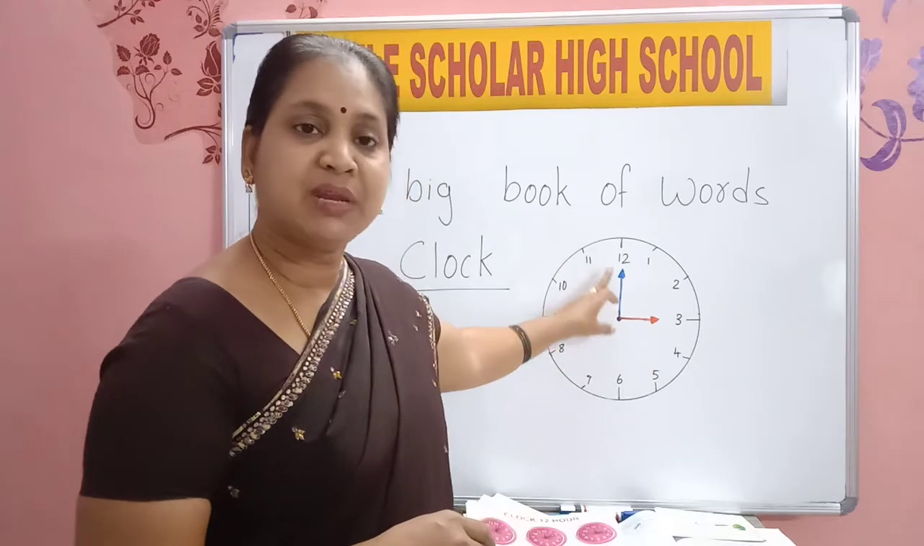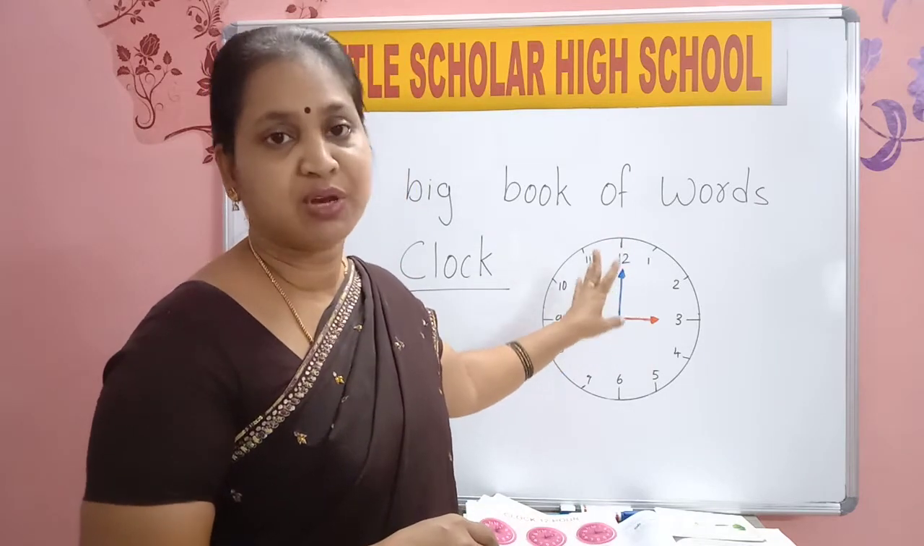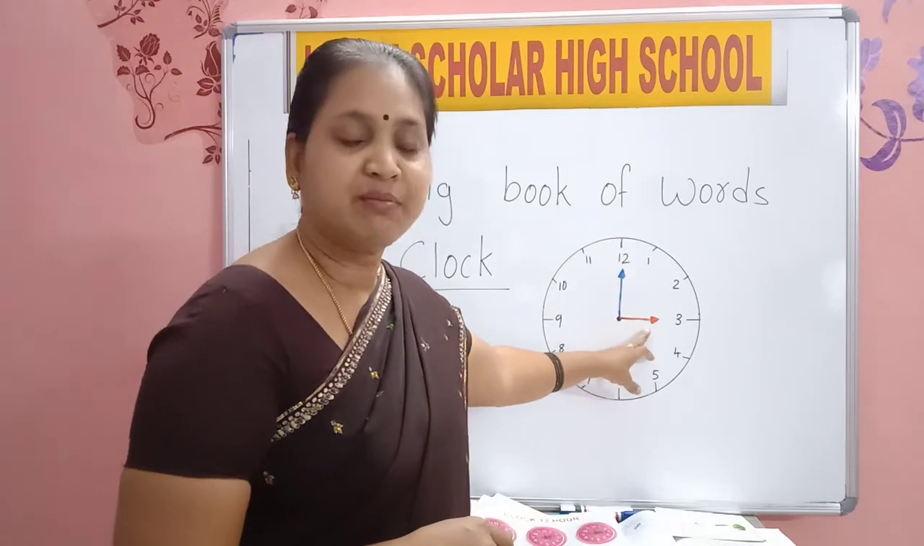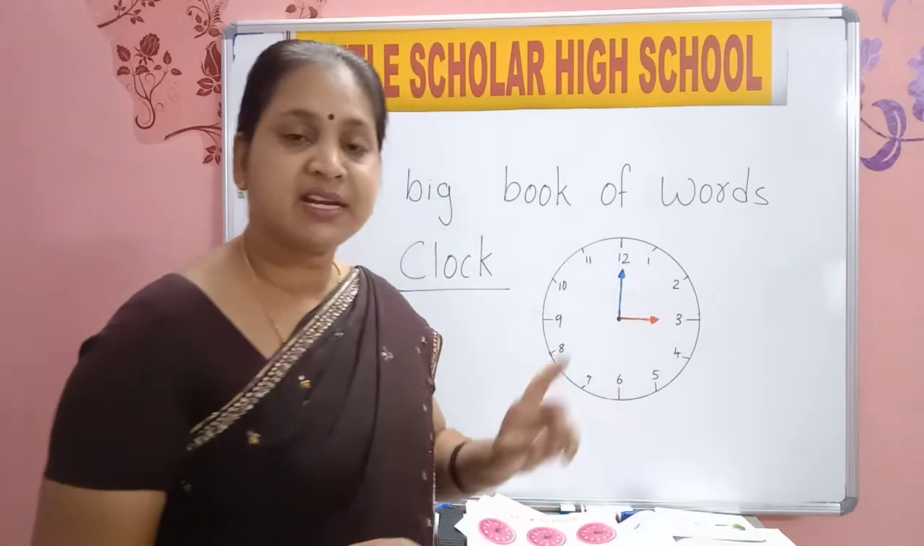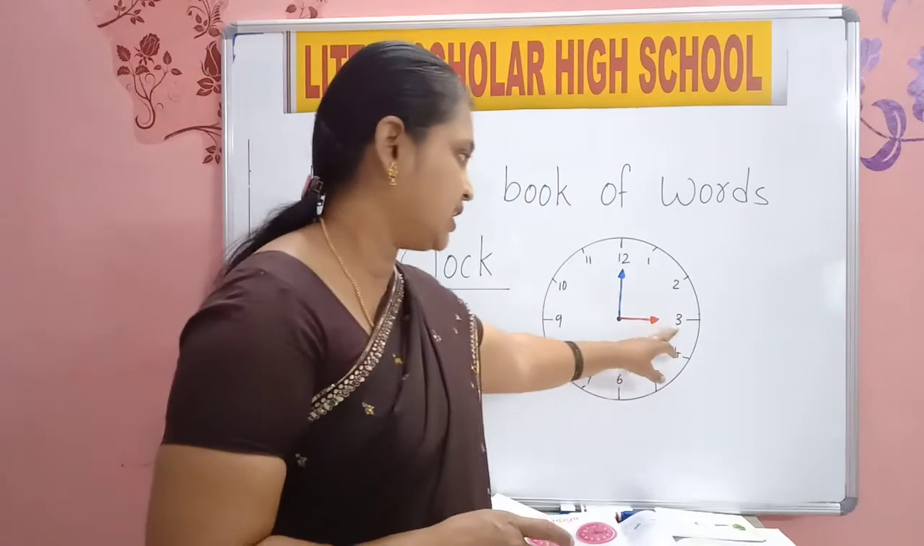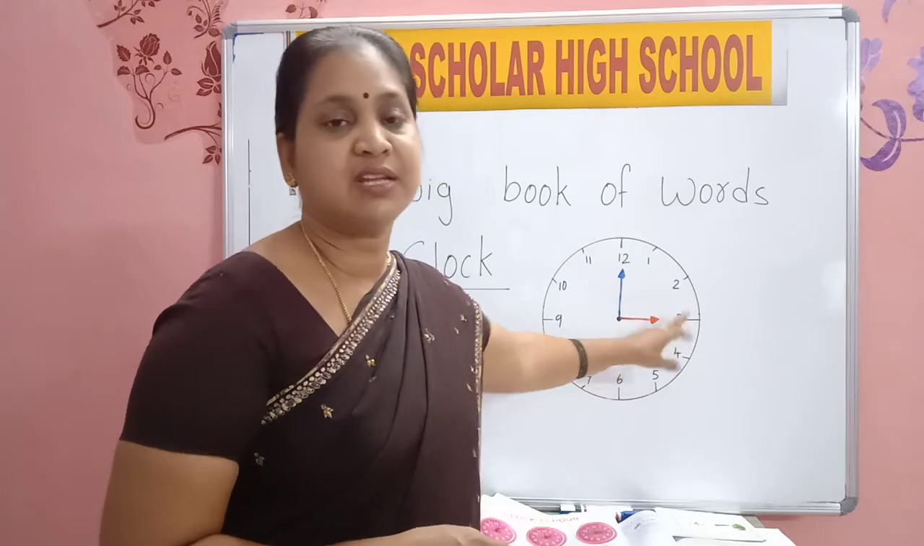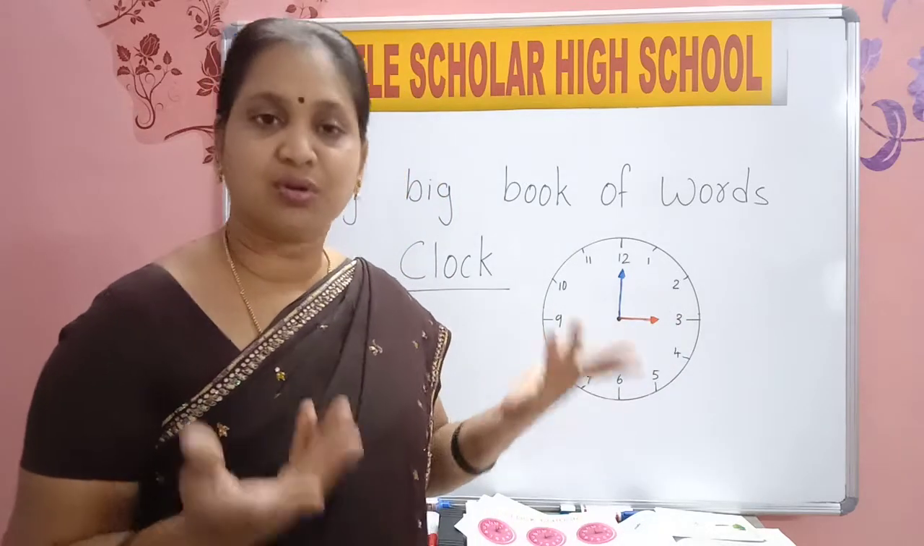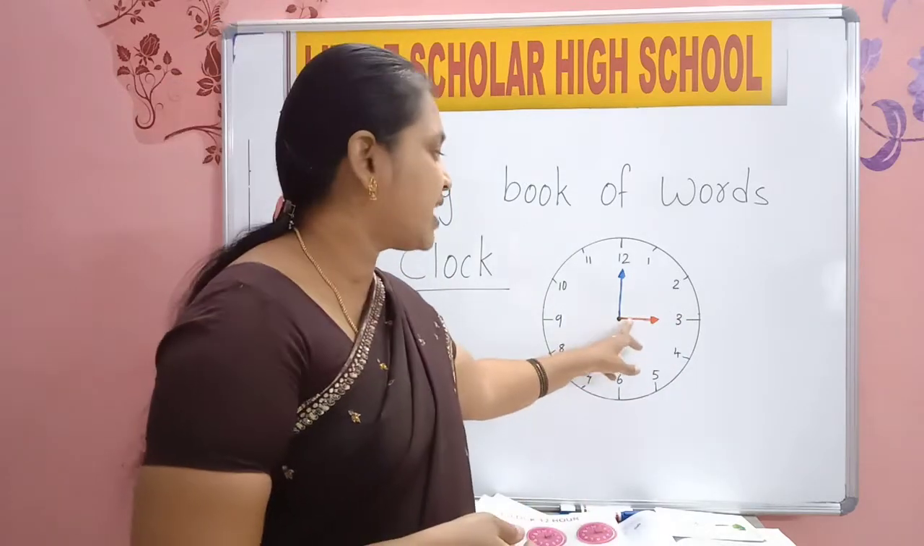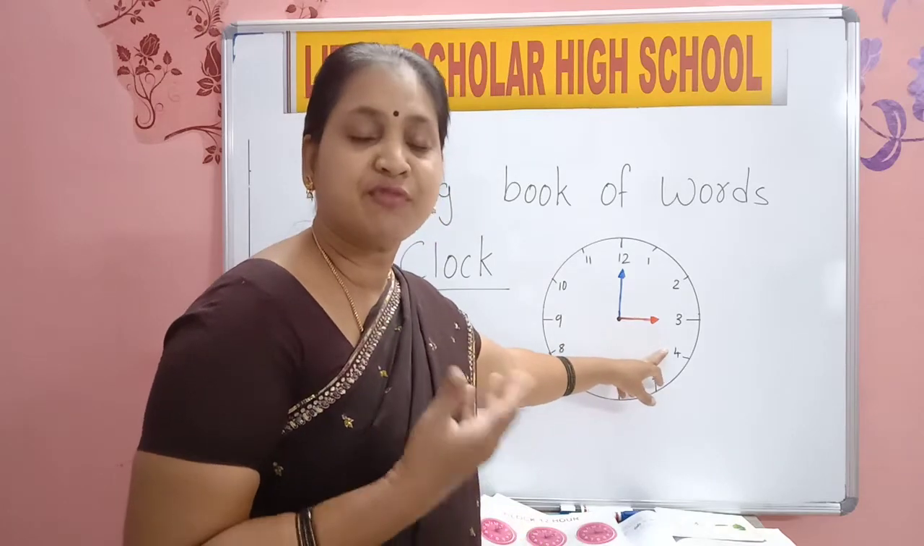The minute hand should be on 12. If the hour hand is on 3, now the hour hand is on which number? 3. So what is the time now? 3 o'clock. Understood? If the hour hand, the small hand, is on 4, you will say 4 o'clock.